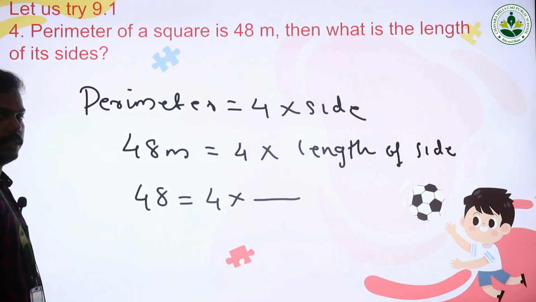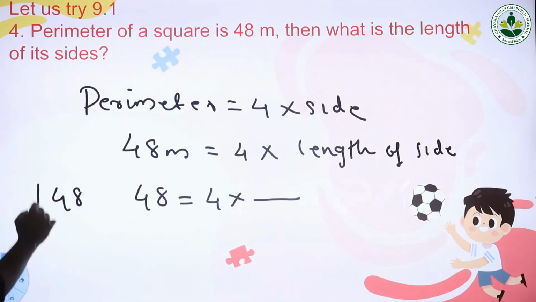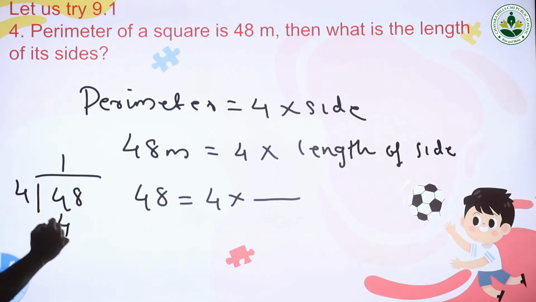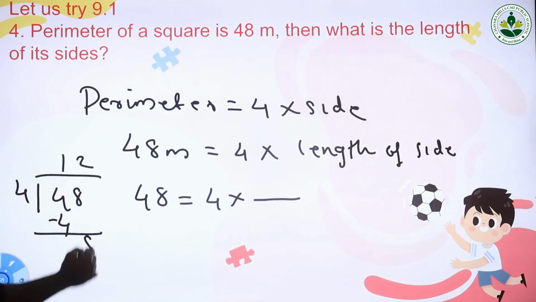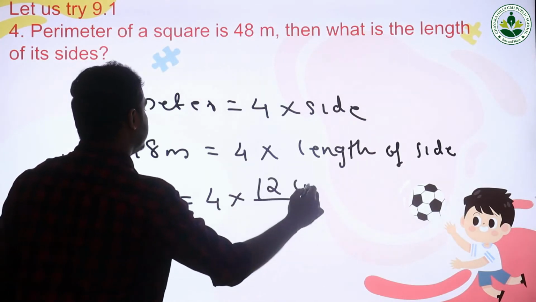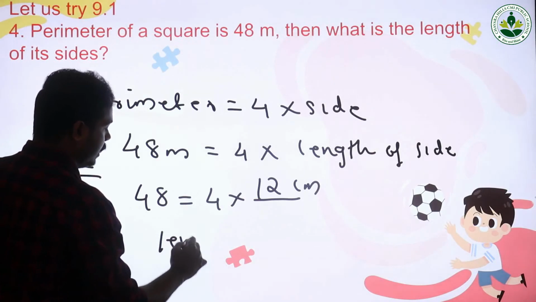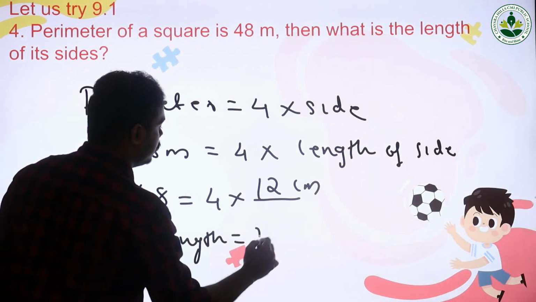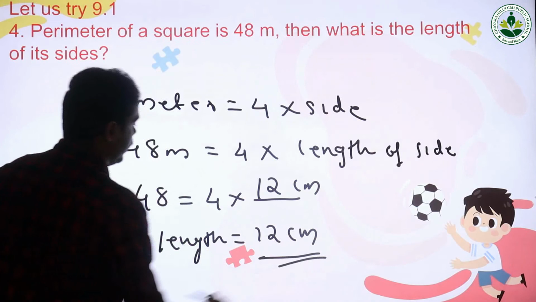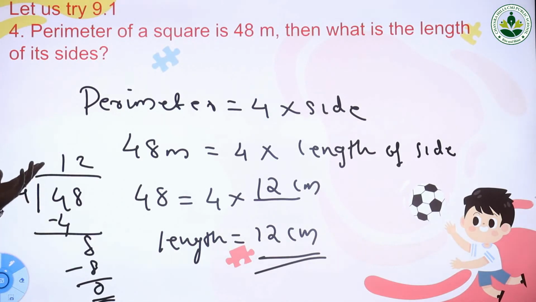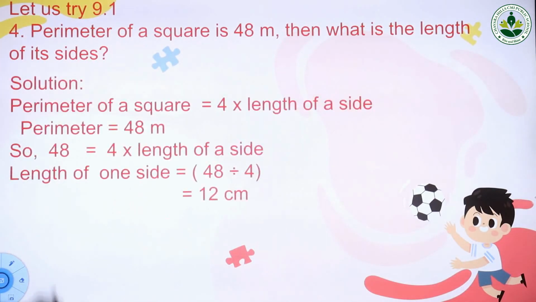4 into which number is 48? Just divide 48 by 4. 4 ones are 4, 4 twos are 8. Answer is 12. So the length of the side is 12 cm. Just apply the given things in the formula. The perimeter of a square is given, that is equal to 48 meters. That means 48 is equal to 4 into length of the side. The length of one side is 48 divided by 4, that is 12 cm.